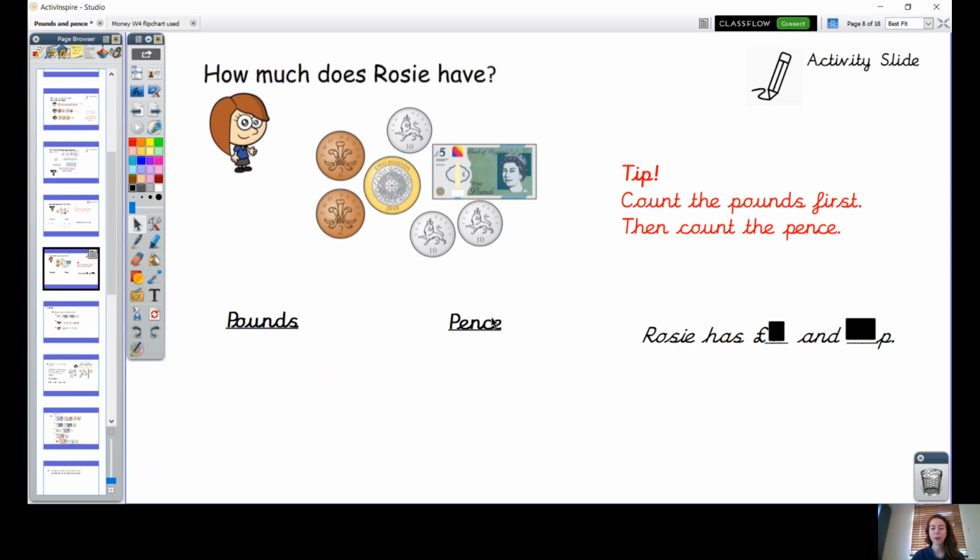Well done. Okay, we had to remember that the £5 note would go in the pounds part as well, didn't we? So in total, Rosie has £7 and 34 pence. Tick that if you got it right.